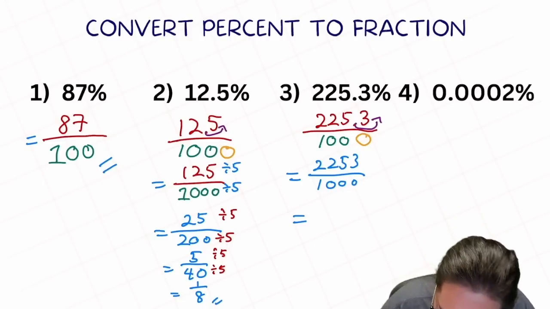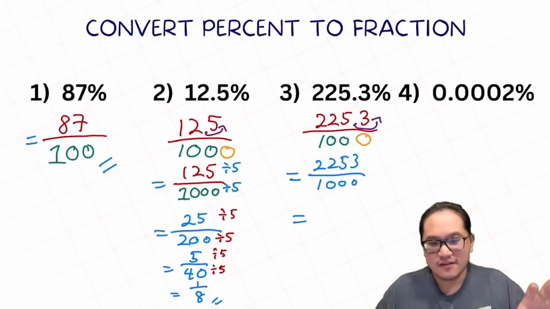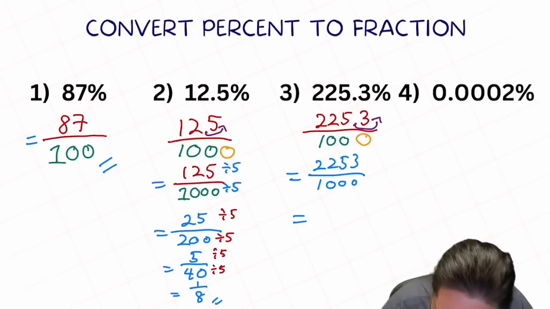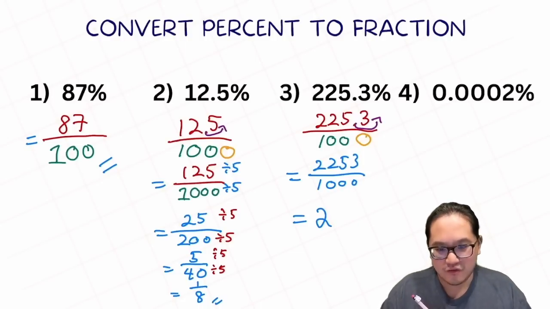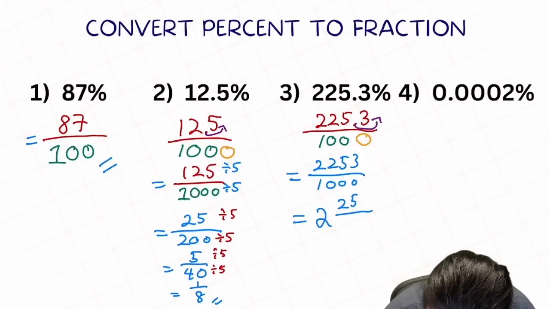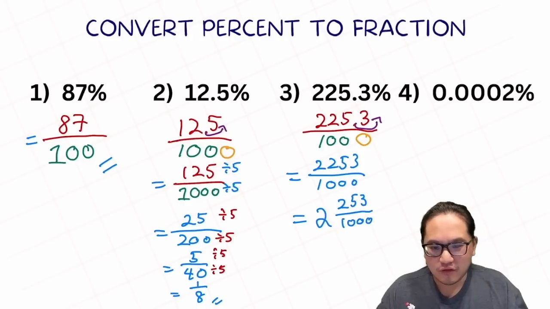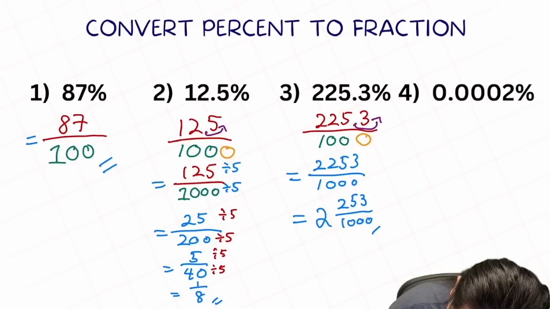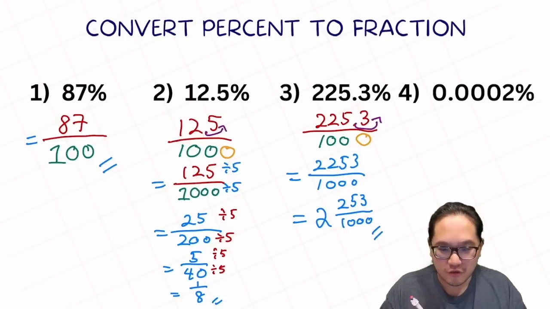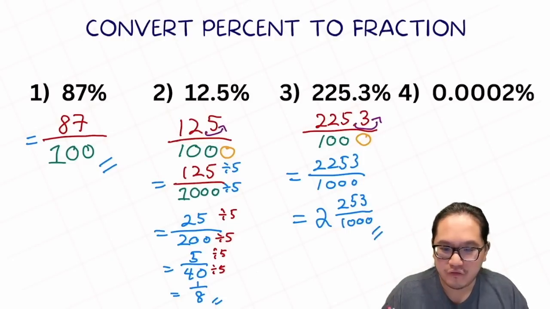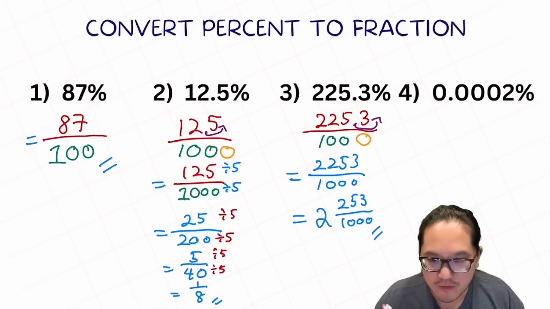We need to simplify this, right? So we know that for simplification, within 2253, we got 2 1000, right? So let's put the 2 out as a whole number. What we have left is 253 over 1000. Can we simplify anymore? So in this case, we cannot. So our final answer will be 2 and 253 over 1000. And that will be our final answer.